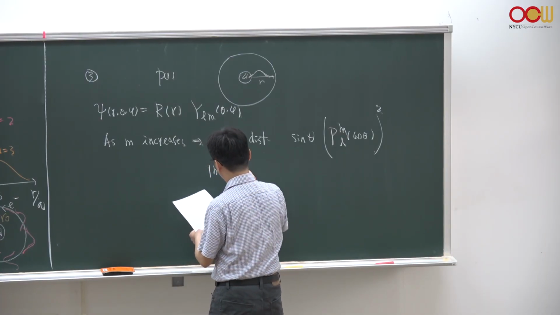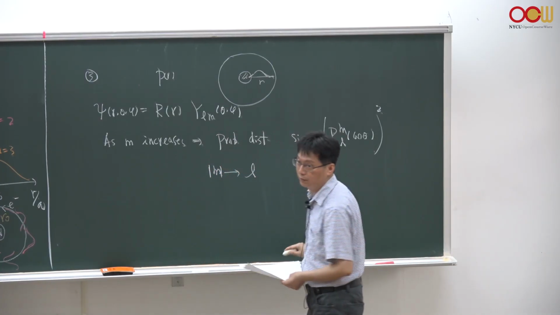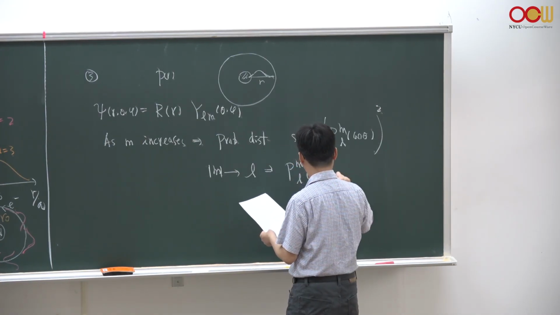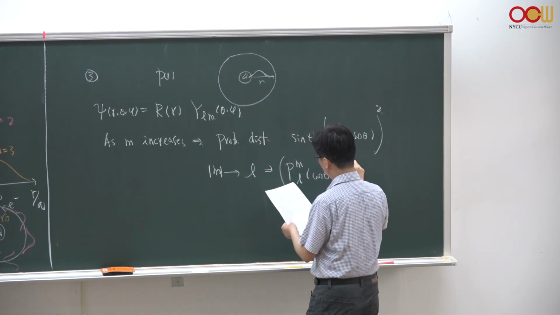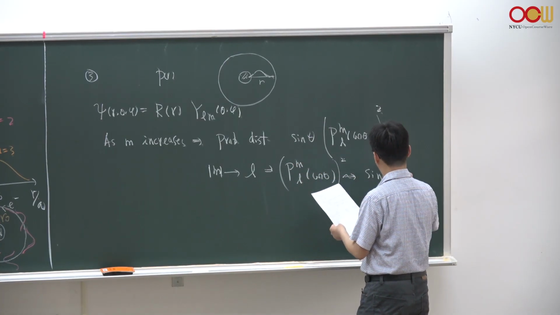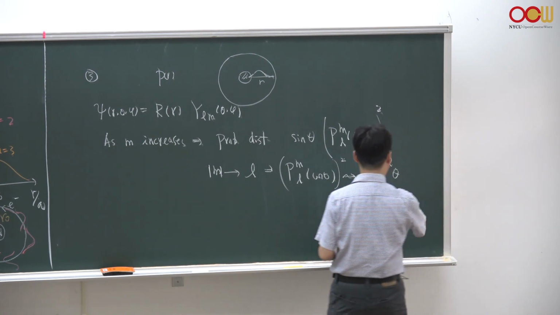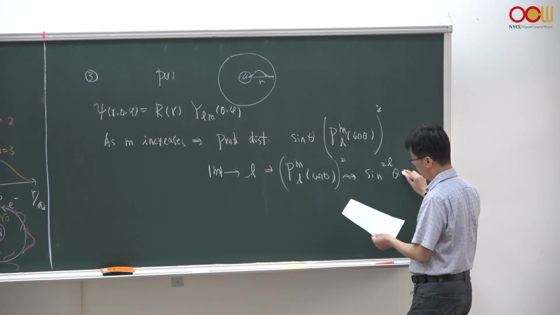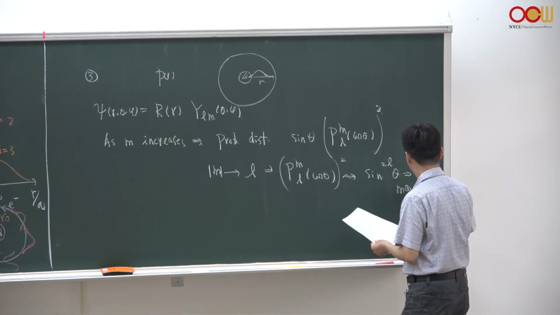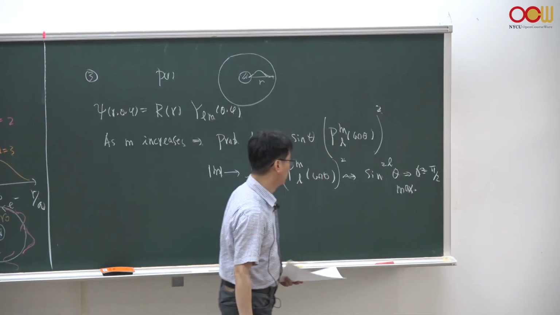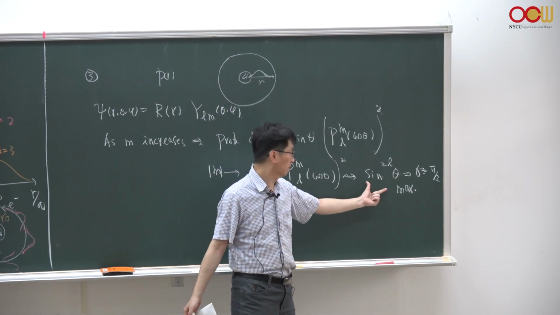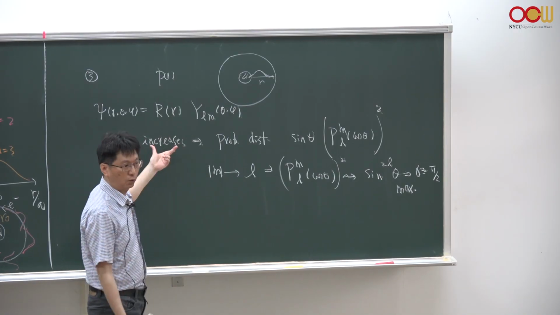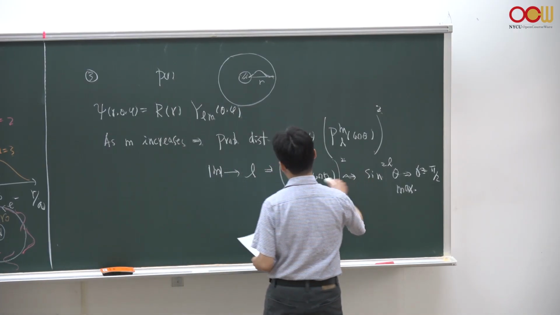And when m is approaching the maximum value, which is L, then this P_LM function, as a function of cosine theta squared, behaves as sine theta to the power of 2L. But when this happens, this is maximized when theta is pi over 2, because the maximum value of sine theta is 1 when theta is pi over 2. When that happens, this Y_LM actually peaks at the equator.